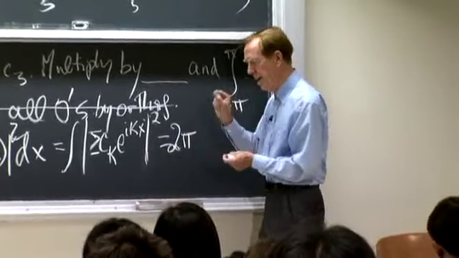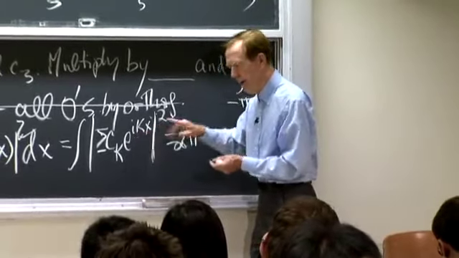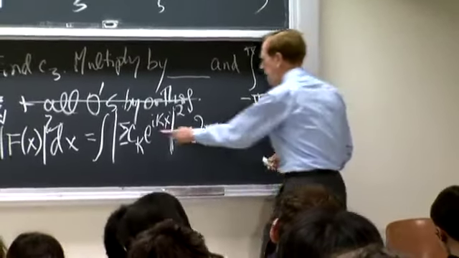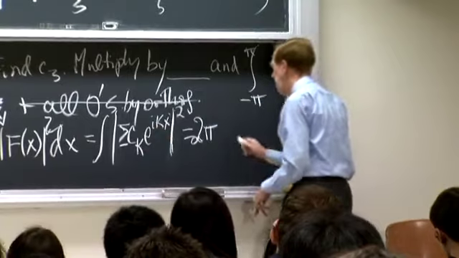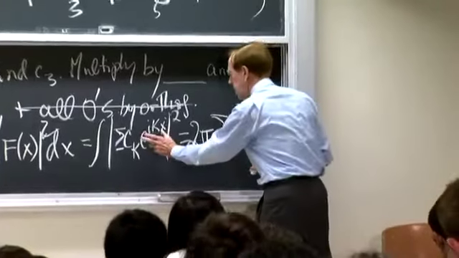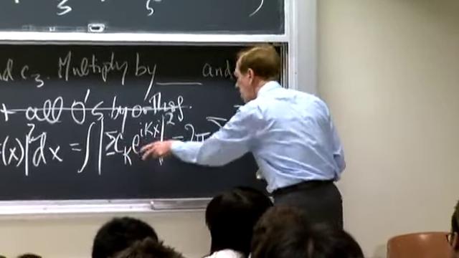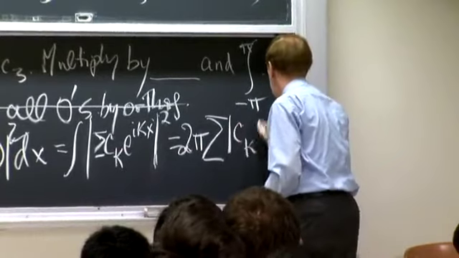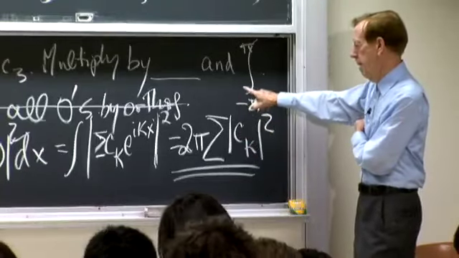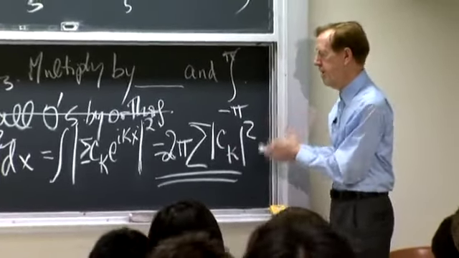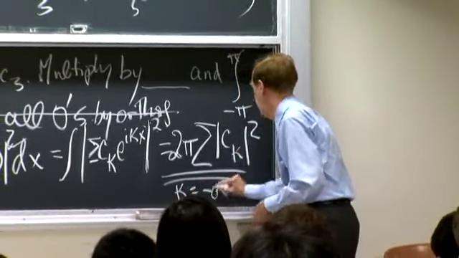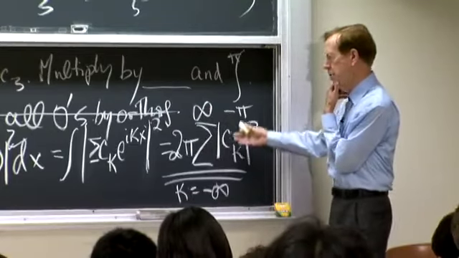Now I'm looking only at the terms where I'm integrating something by its own conjugate, and then I'm getting ck times its own conjugate. So I'm getting all the terms. I'm getting no cross terms, just the terms that come from that times its own conjugate, which is ck squared. That's the energy in the coefficients. That's the energy in k space. And of course, that sum goes from minus infinity to infinity. I've got them all.